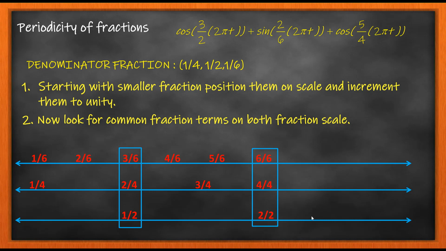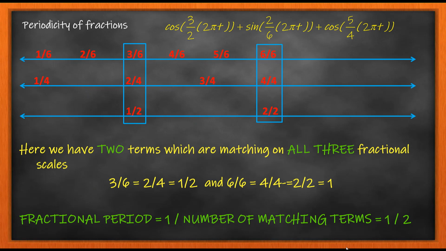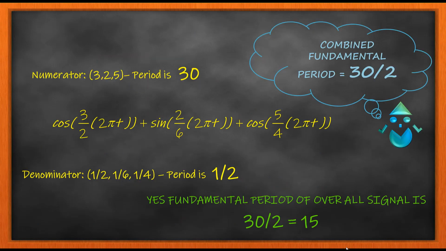We need to do this till 1. You have to increment them to unity. Now the number of matching terms is 2. Again, the periodicity of the denominator is 1 by 2. In this case, the numerator period is 30 and the denominator period is 1 by 2. The fundamental period of the overall signal is 30 into 1 by 2, which is 15.